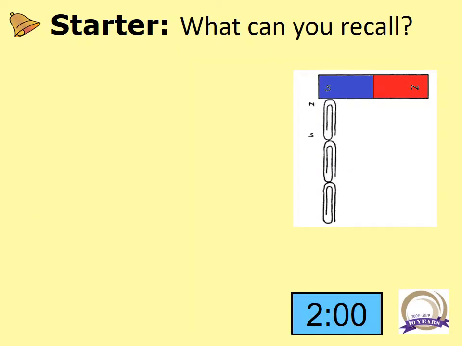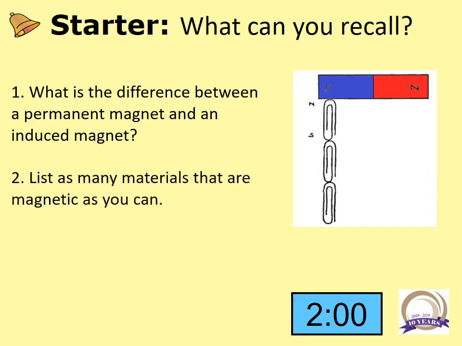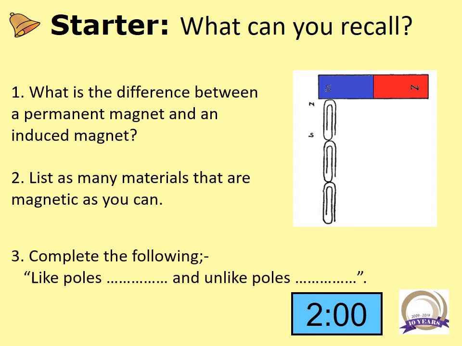Into the starter then. So you should recognise that diagram from the previous lesson. I want you to tell me what the difference is between a permanent magnet and an induced magnet. List as many magnetic materials as you can and complete the following. Like poles blank, unlike poles blank. I'll give you 2 minutes.